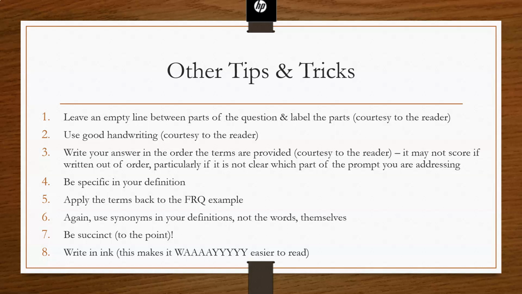And they do ask for dark blue or black ink. Again, way easier to read. Technically, they'll score it if you write it in something else, but they're going to frown at you. And you want to make it easy for them to give you points, not hard.